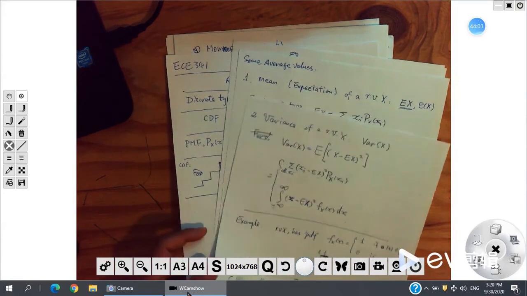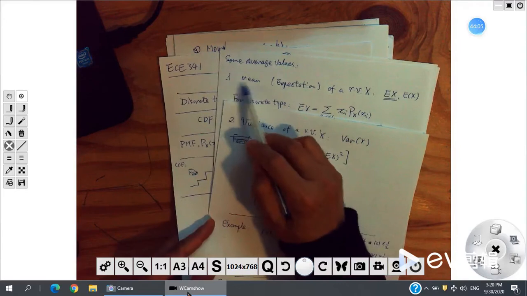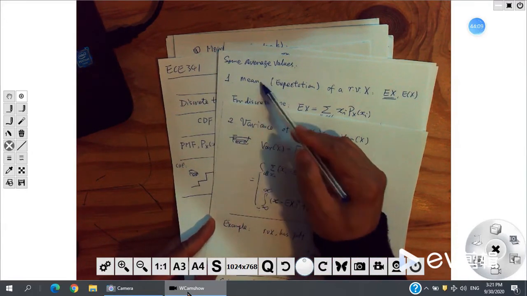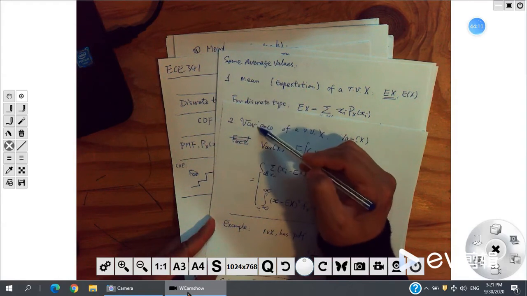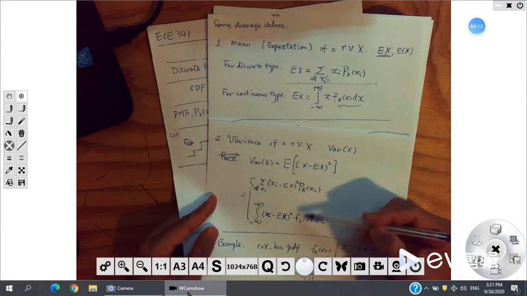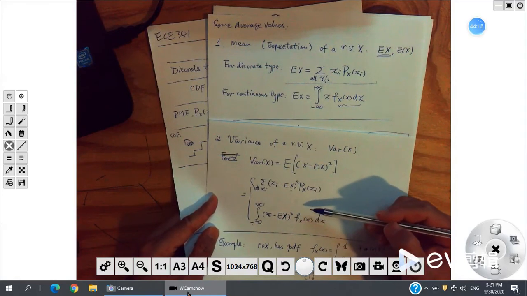We can find some values. One is the mean, one is the variance. These two numbers we use a lot. The formula is here. You just follow the formula, then you can have your result.